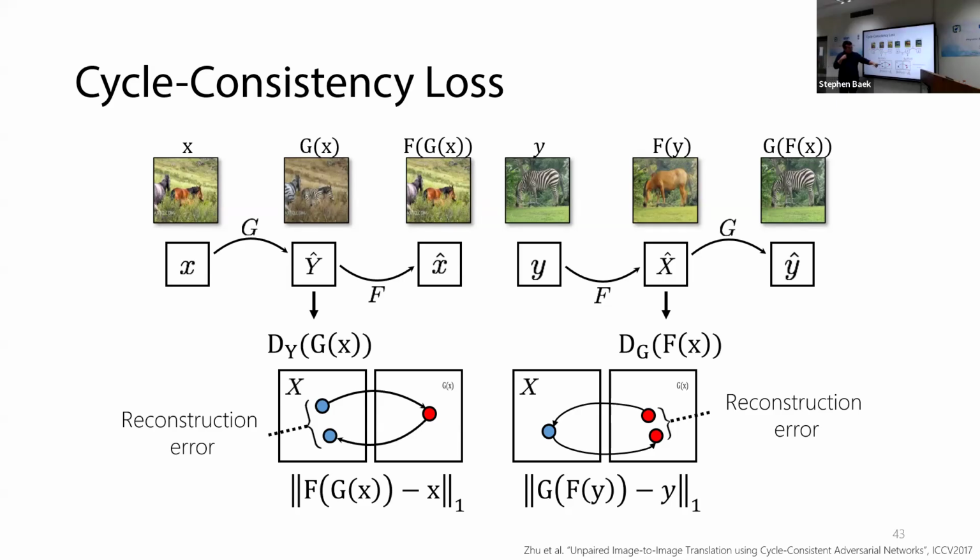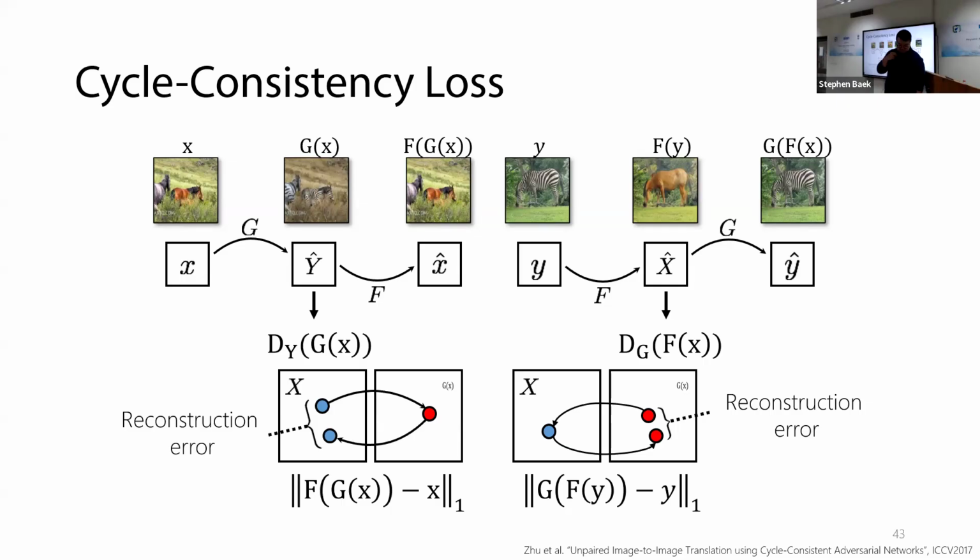So mathematically speaking, you start from set X, map it to set Y, and then come back to set X. The discrepancy in the reconstruction is what's defined as the cycle consistency loss. Of course, you can go the other way around. You start from a zebra this time, use the horse generator to generate horse images, and then go back to the zebra image. Again, you start from set Y to set X, and then come back to set Y, and then you measure the difference between the two.